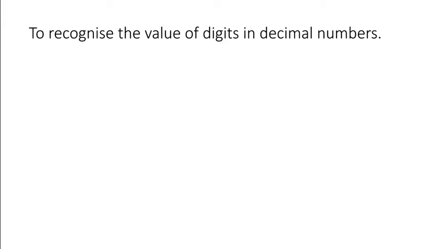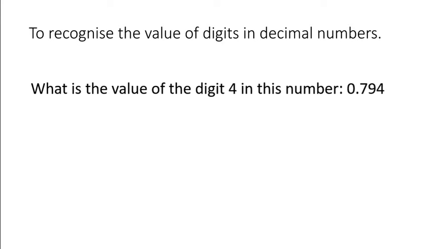And from session number 2, to recognise the value of digits in decimal numbers. What is the value of the digit 4 in this number? Here's the digit 4. What is its value? Write it down. And let's look together in 3, 2, 1. It is in the thousandths. We've got the ones, the tenths, the hundredths, and then the thousandths. So it's 0.004 or 4 thousandths.